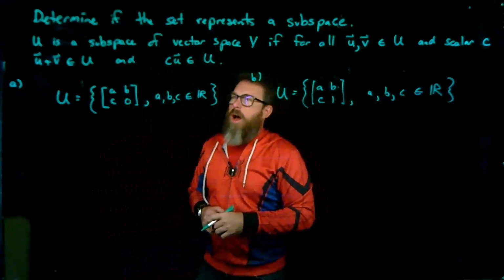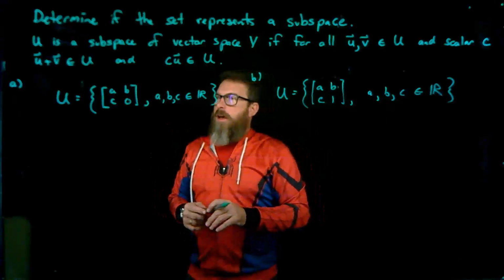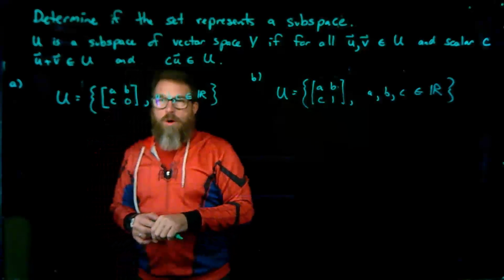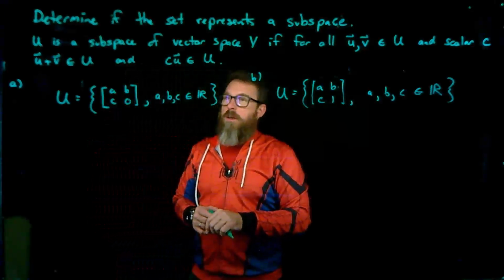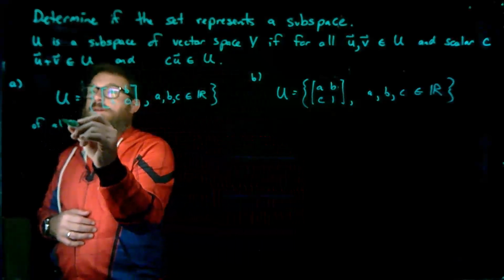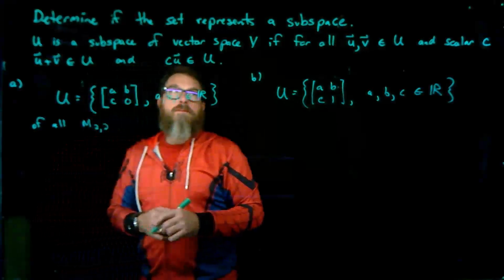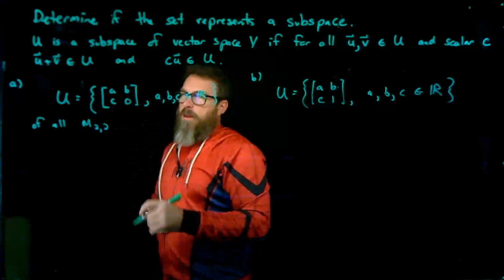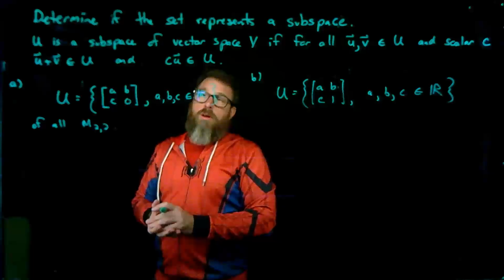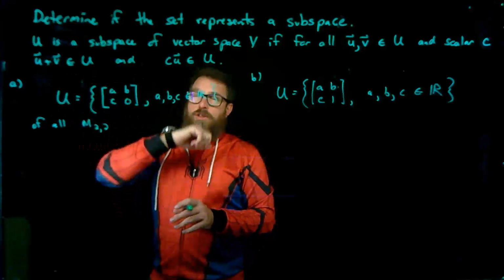Okay, so what I have is two examples, and we'll do a couple more after this. This is a 2 by 2 matrix, and I want to know if this is a subspace of all 2 by 2 matrices. Now, in order to prove something's a subspace, I just have to prove that it's closed under vector addition and also scalar multiplication.